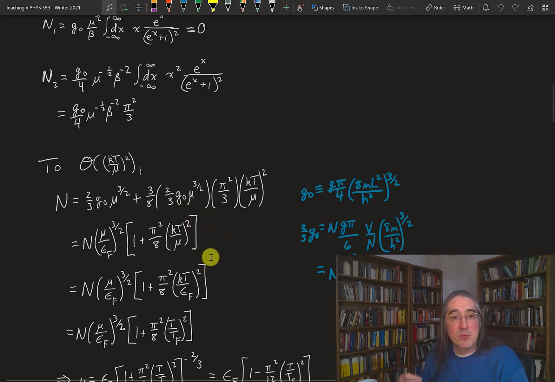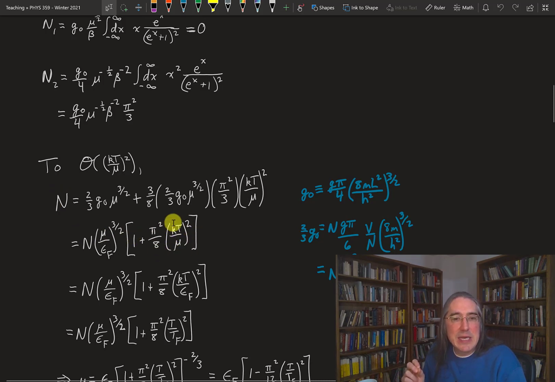So you could say we're done, and we almost are. But I want to be sure to make a point about when you do perturbation theory, when you do these expansions. This is accurate to order kT over mu squared. And now we're going to solve this thing for the chemical potential as a function of n and T.